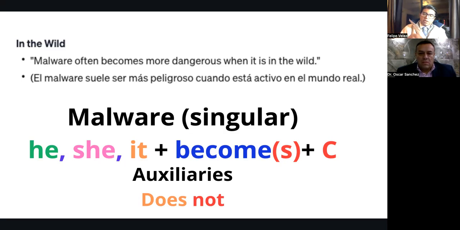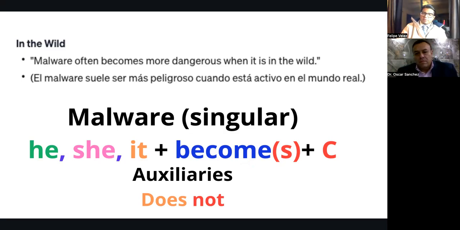Again, malware here is singular. So if it's singular, it only has three possibilities. It's a man, it's a woman, or it's a thing. For things, we say it. So again, it is the malware. So the malware takes a singular verb. Every time we talk in a singular manner, we include an S on the verb. So we say malware becomes.